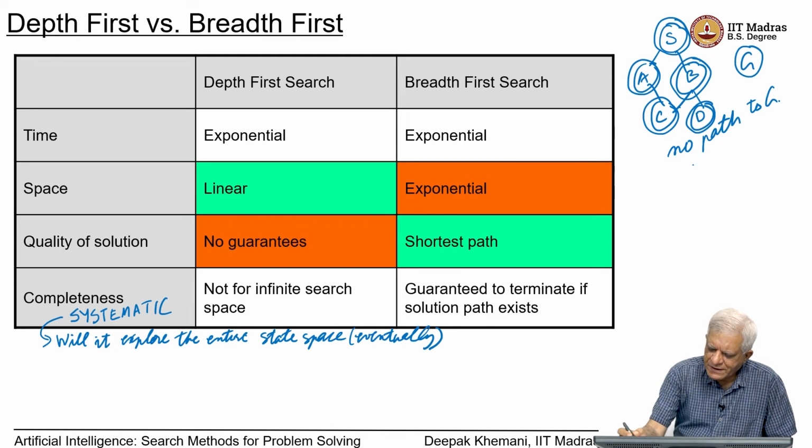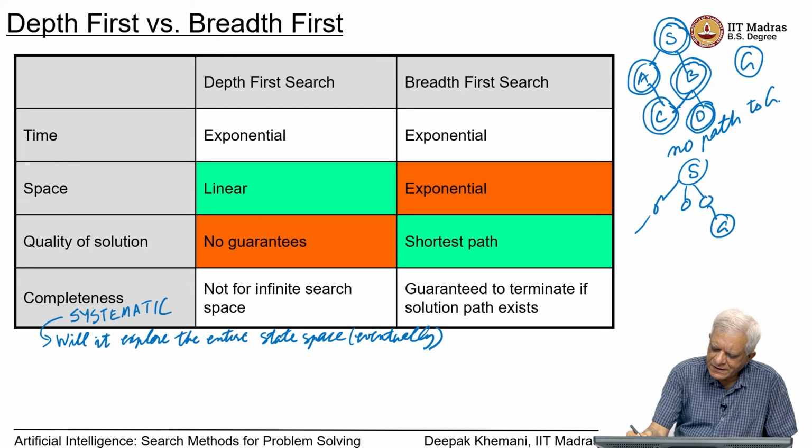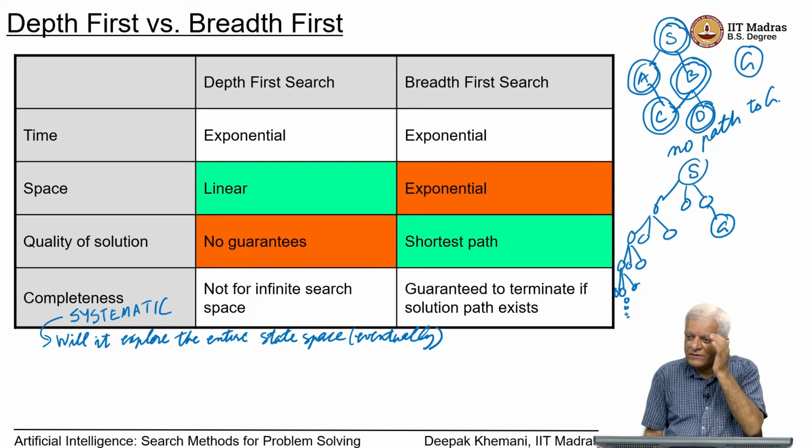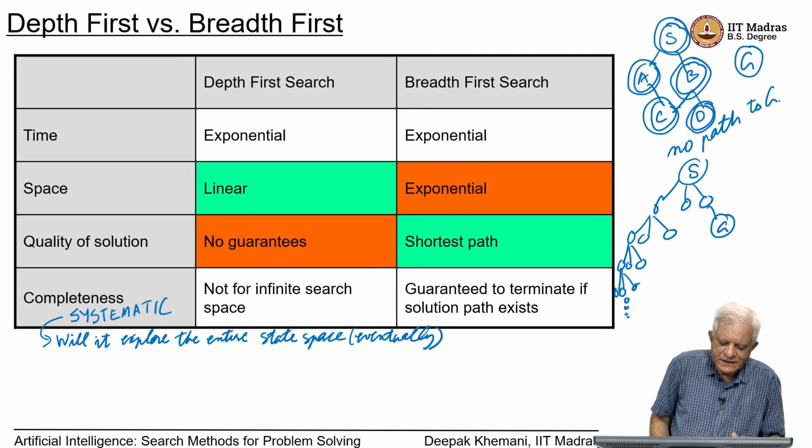So, for example, if there is an infinite search space and the goal node is here, this is the example that we had seen earlier. Depth first search will just go down some path here and keep going down this path, and it will never find the path to the goal node. So, it is not complete, it is not guaranteed to find the path if there exists one, whereas breadth first search is guaranteed to find a path if there exists one.